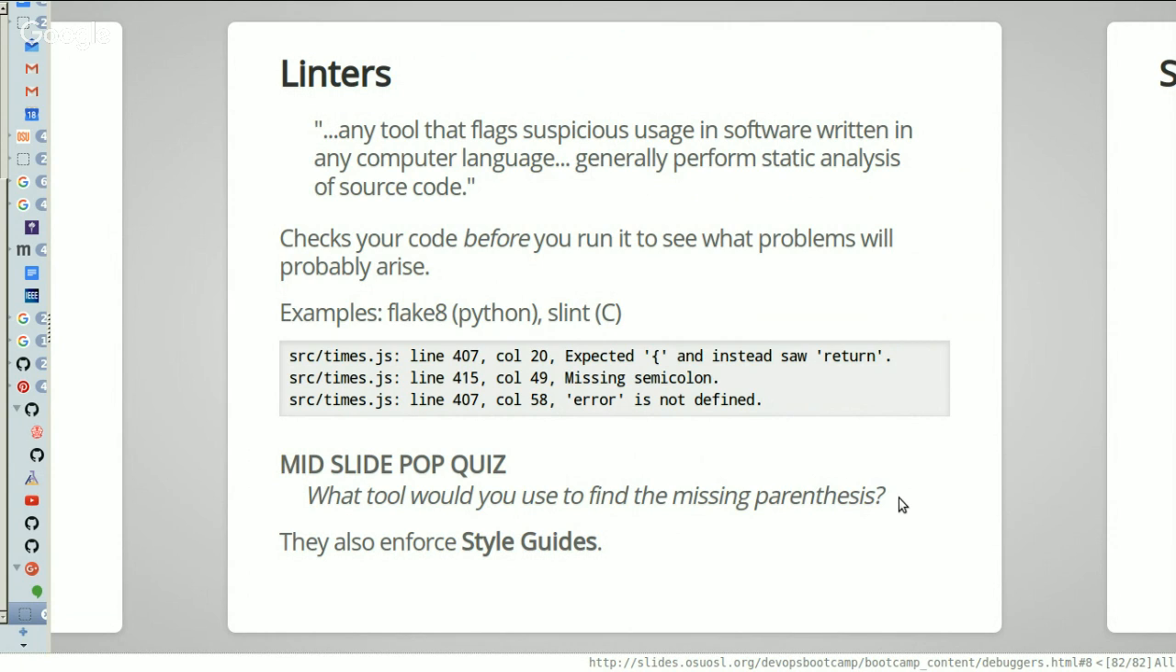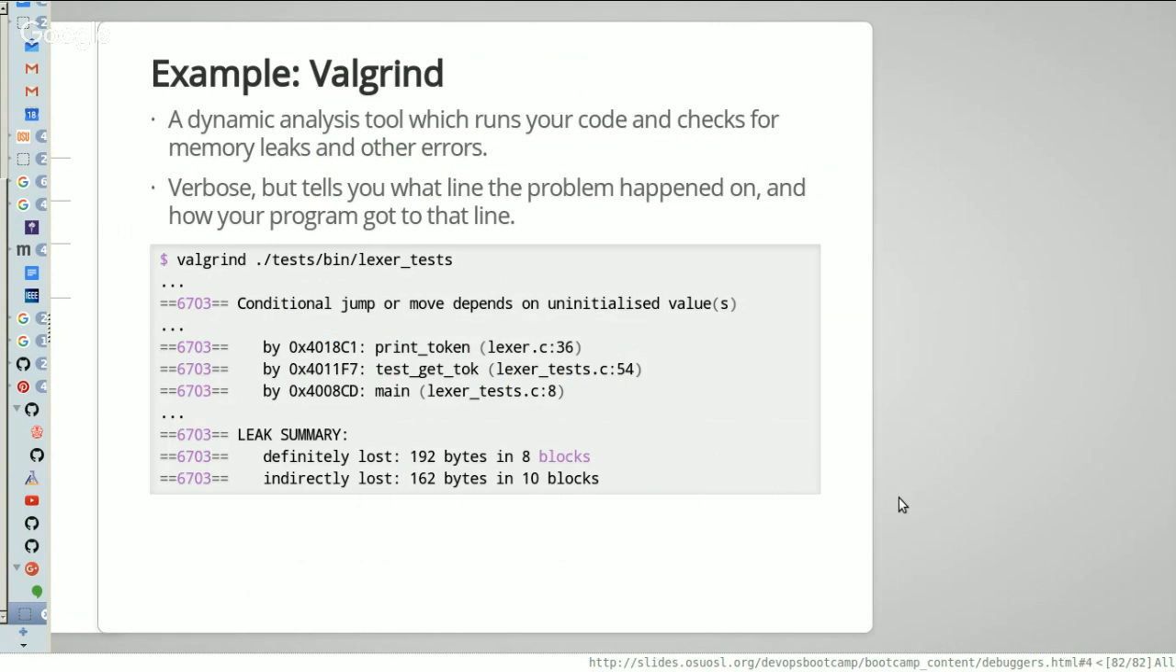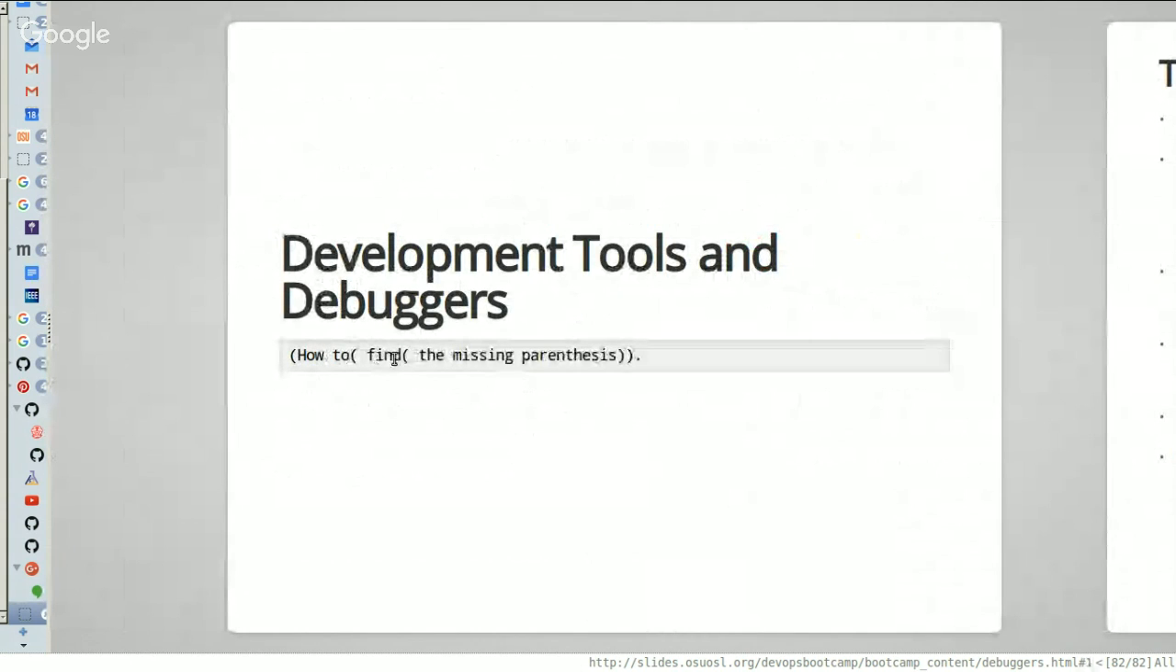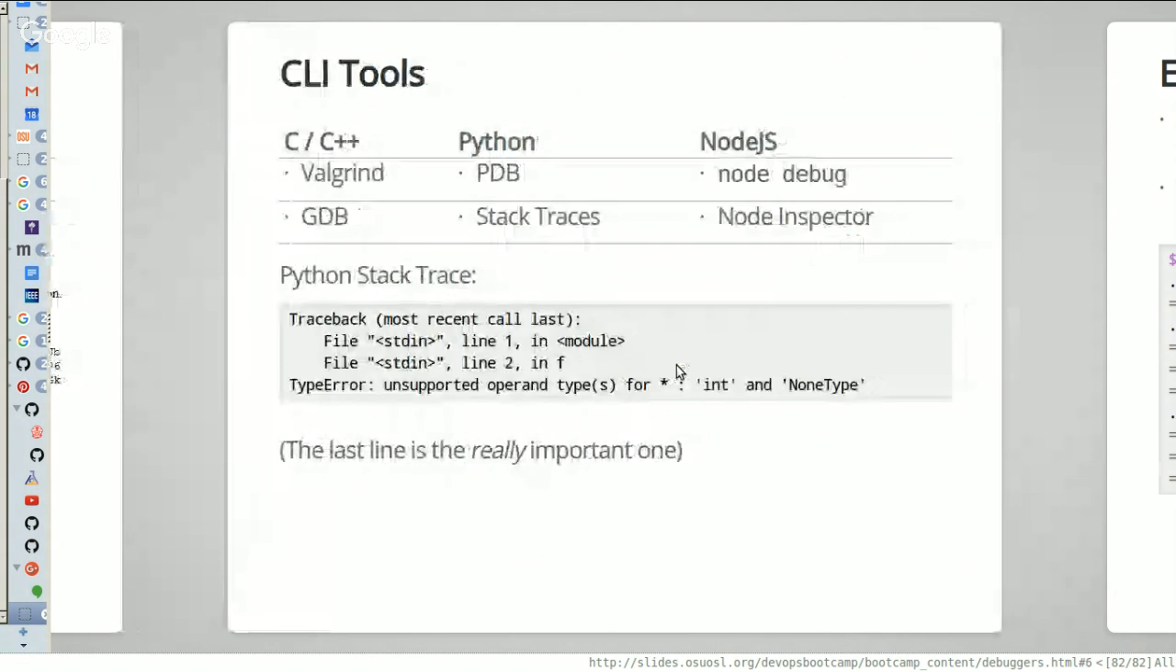There's a pop quiz. What tool would you use to find the missing parentheses? Of course, I'm referencing the title: (How to (find (the missing parentheses))). You would probably use a linter to find the missing parentheses because it would tell you expected parenthesis on line 1 or something like that. I don't know. I'm trying to make this interactive, guys. Just help me out.